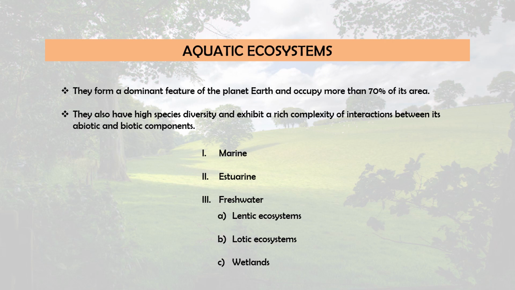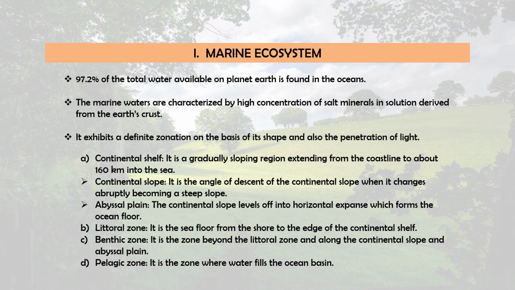So the aquatic ecosystem is divided into three types majorly: marine, estuarine, and freshwater. And under freshwater we find lentic, lotic, and wetlands. So the first one is marine ecosystem.